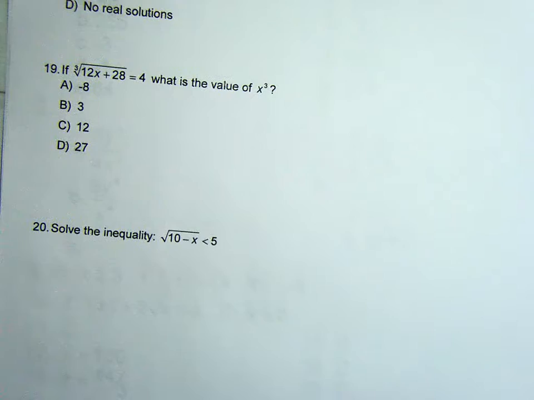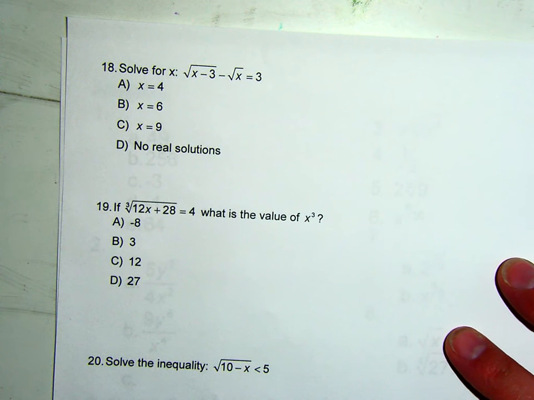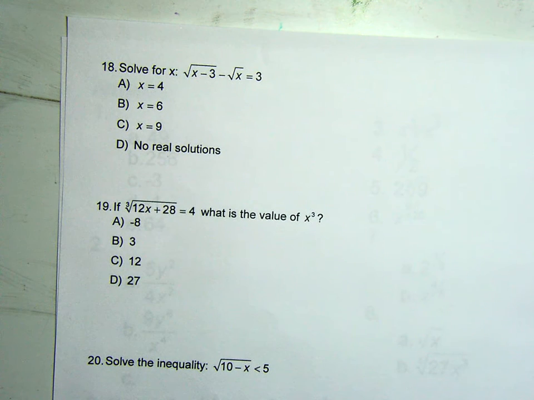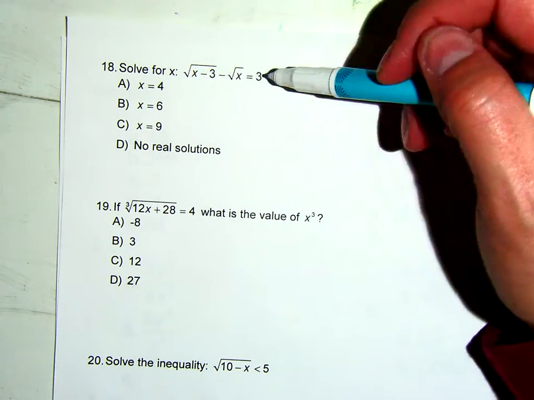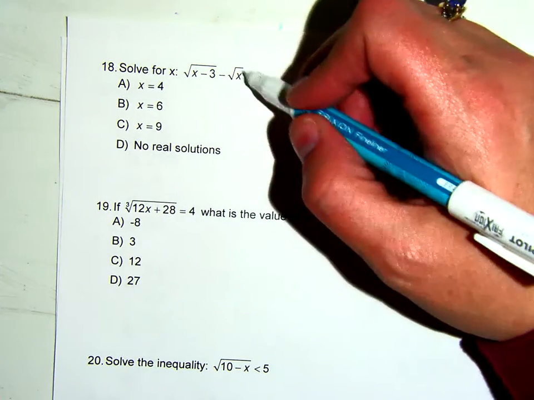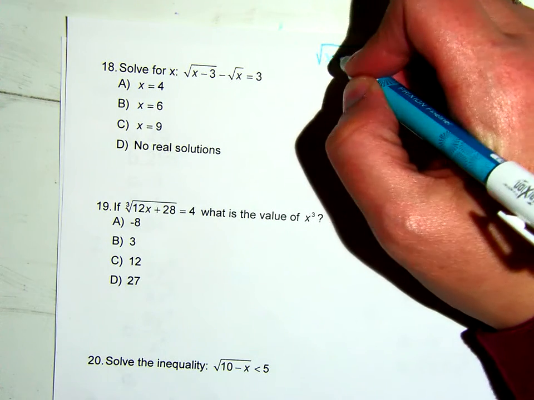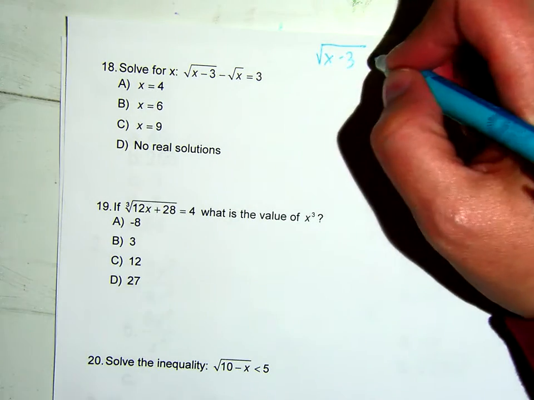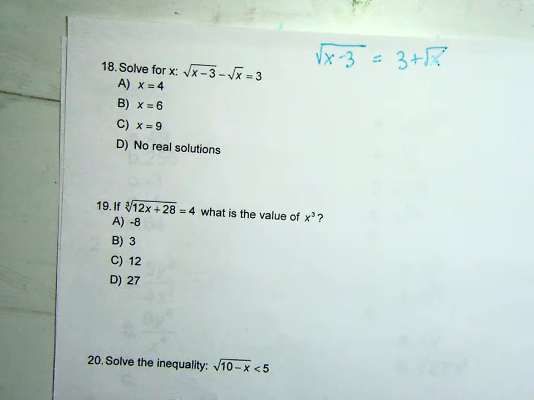Number 18. 18 has radicals on both sides. So we have to be very careful, or it doesn't have radicals on both sides, I'm sorry. We need to move it so that it has a radical on each side. So we're going to move this radical. So we get the square root of x minus 3 equals 3 plus radical x.